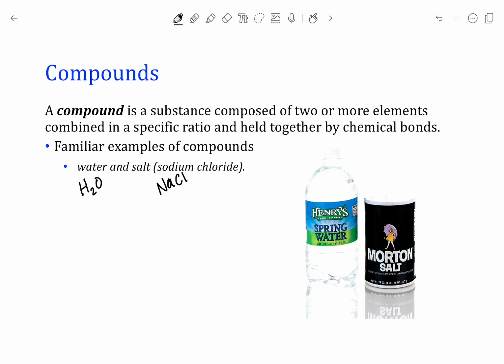On your own lecture pack, I want you to think of some other compounds that you see in your daily life. What are some other compounds or substances composed of two or more elements that you find in your daily life?